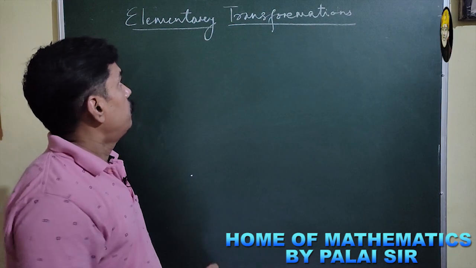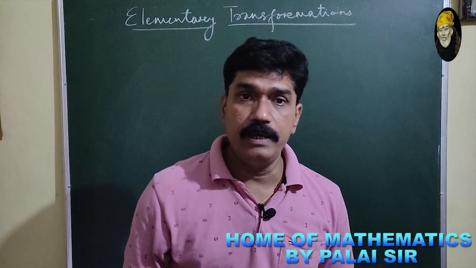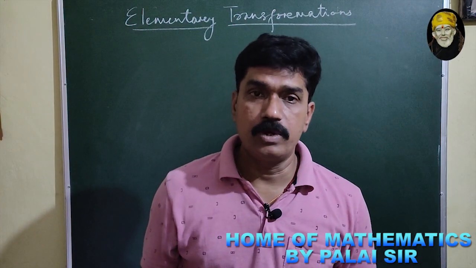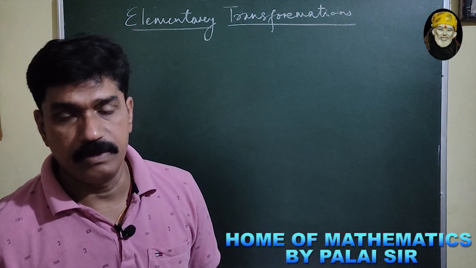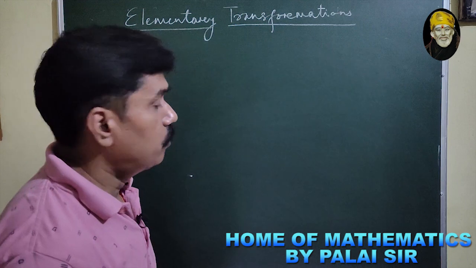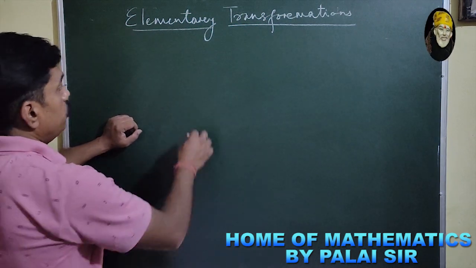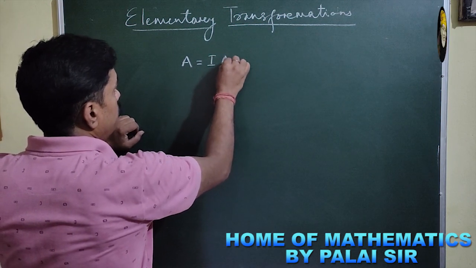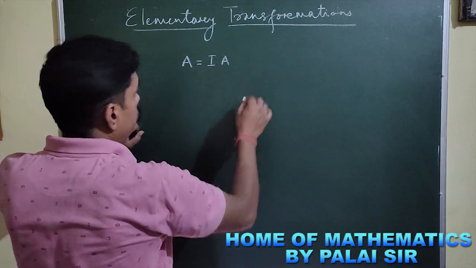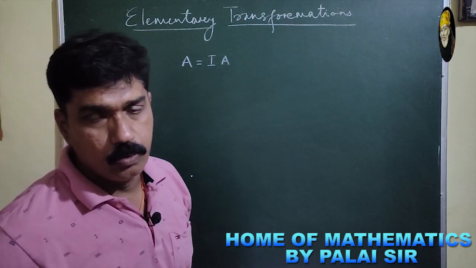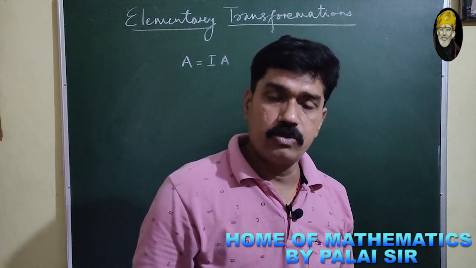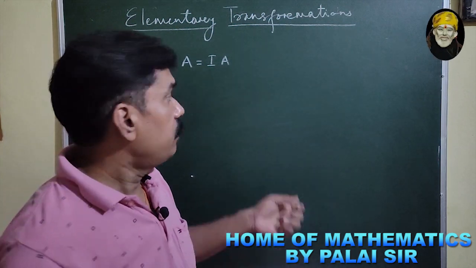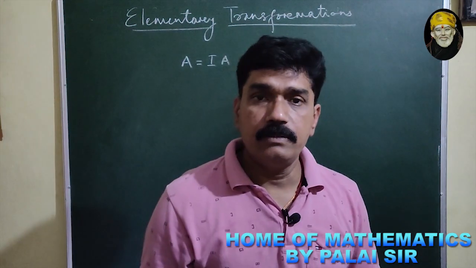Here you are going to find the inverse of a matrix by elementary transformation, either the row transformation method or the column transformation method. So first you have to know how to find this. Suppose A is a matrix, we can represent A as I into A. I is the identity matrix. If A is a matrix of order 2, then I will also be a unit matrix of order 2. And if A is a matrix of order 3, then I is also a unit matrix of order 3. So it depends on that.